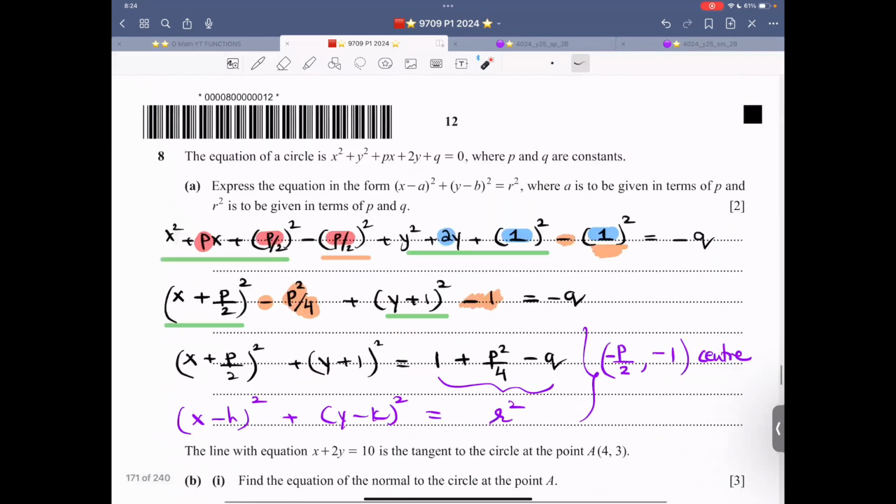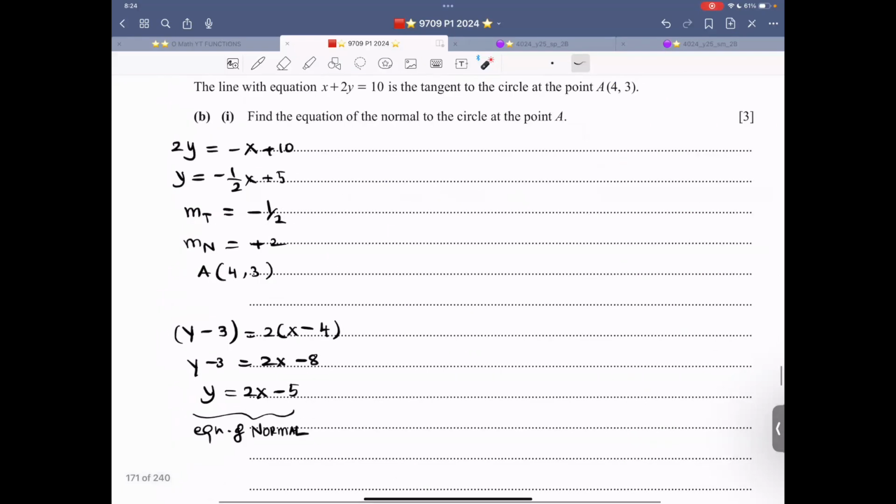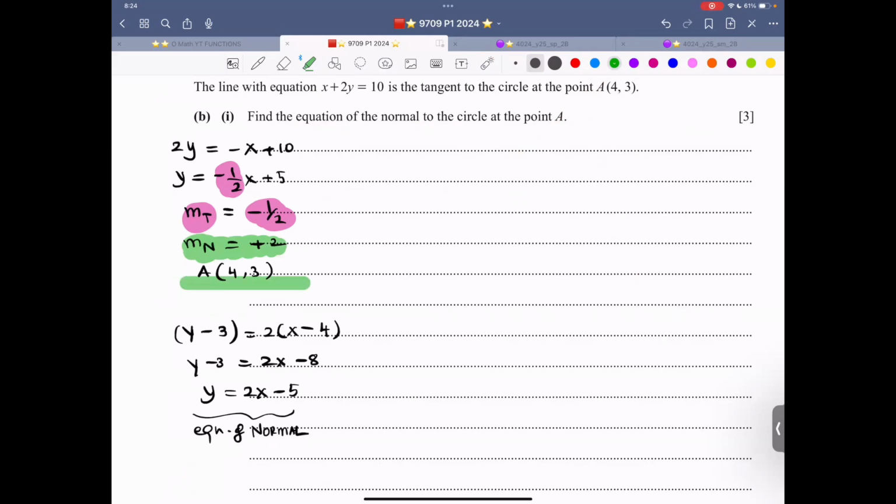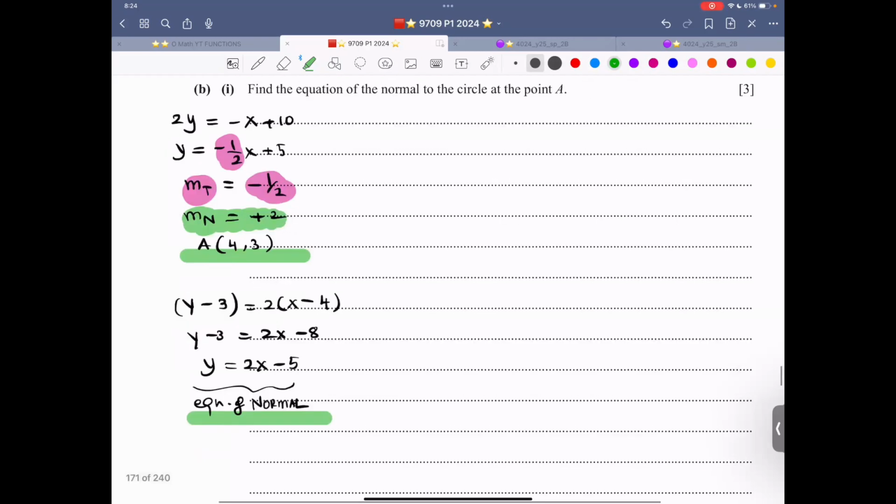Now this is worth 2 marks. At least it should be worth 3 marks. The line with this equation is the tangent to the circle at this point. Find the equation of normal to this circle. So now this is the equation of the tangent, and then you pick the gradient. So gradient of tangent is -1/2. Therefore, gradient of normal is +2. We also have this coordinate. So based upon this, we find the equation of the normal. That is pretty basic, 3 marks. Easy thing, they have given 3 marks.